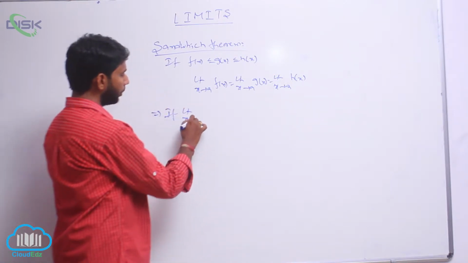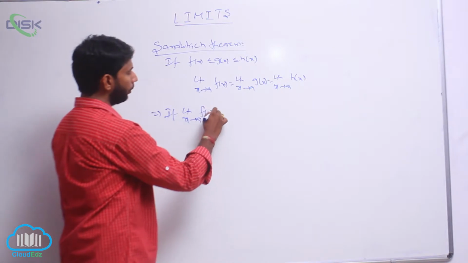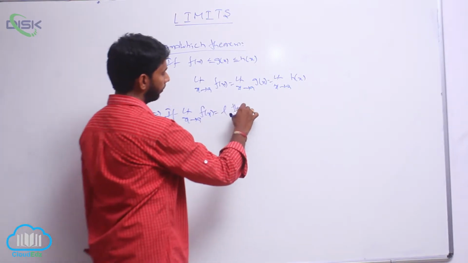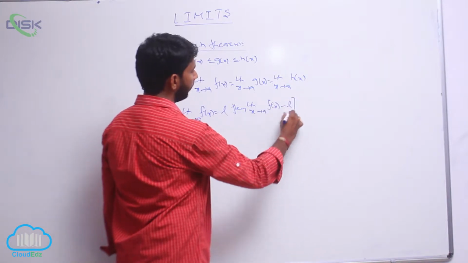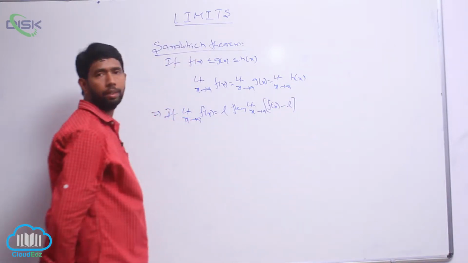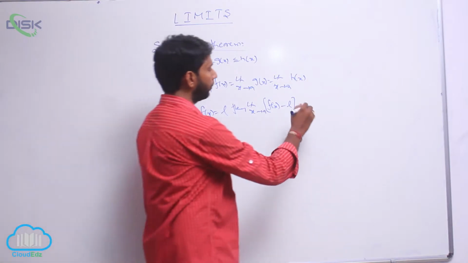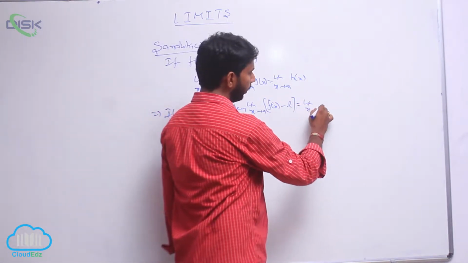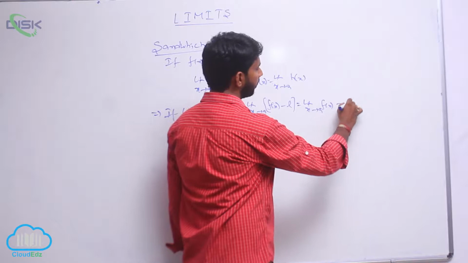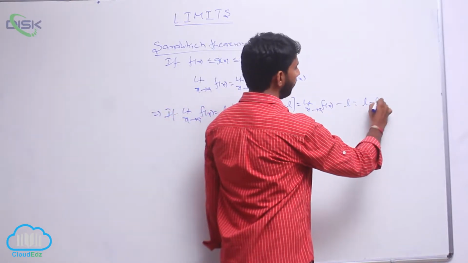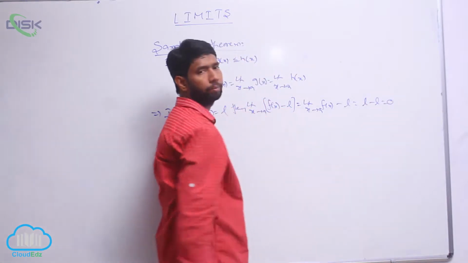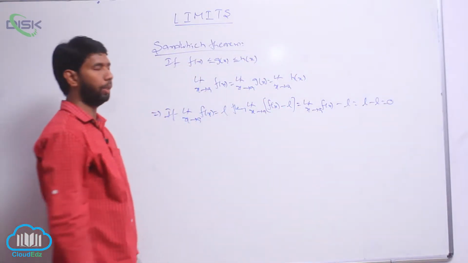Suppose the limit as x approaches a of f(x) is equal to L. Then the limit as x approaches a of f(x) minus L equals the limit as x approaches a of f(x) minus L. Here the limit of f(x) equals L, that is L minus L equal to 0.